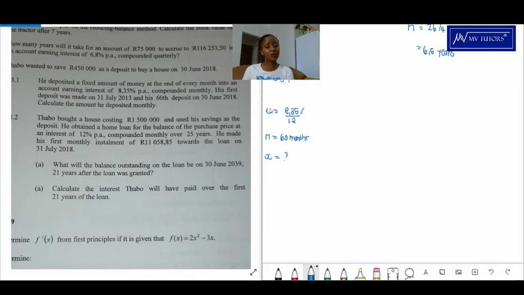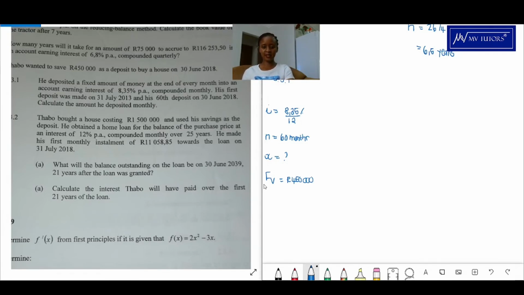So now, are we going to use the future value equation or the present value equation? Thing is, he wants to save 450,000 for a deposit. So his future value amount is 450,000. So we're going to use the future value equation. If it were the present value equation, then he would have received money immediately, probably in the form of a loan or a trust fund or anything like that. Okay, so I just want to check out what the formula is.